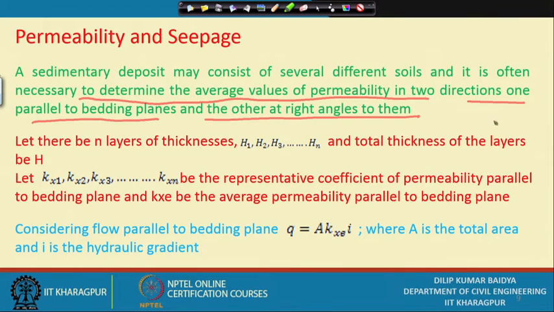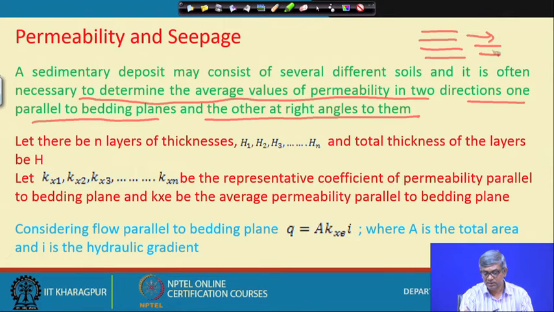That means if you have layers like this, flow may be taking place in this direction, and flow may be taking place in this direction. So, in two directions you have to find out the average permeability, because they are not equal in every layer. Let there be layers of thickness H1, H2, Hn, and the total thickness of the layers is H, and Kx1, Kx2, Kx3 and Kxn be the representative coefficients of permeability in the horizontal direction.